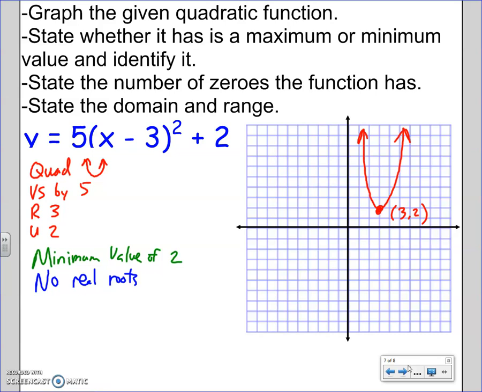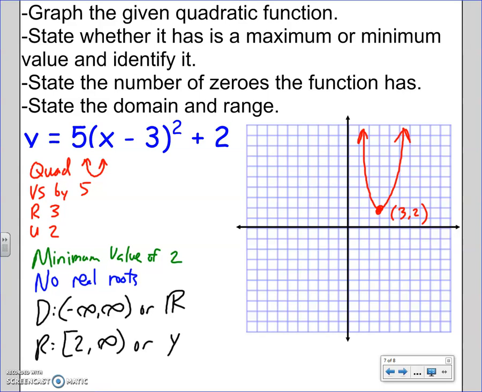Domain, how far left? All U's go left forever, right forever, or all numbers. Range, lowest is 2, closed. Highest is infinity. Or y is greater than or equal to 2.